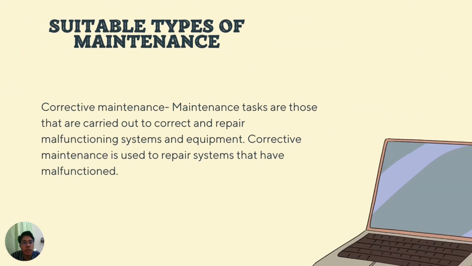And our suitable type of maintenance is corrective maintenance. Corrective maintenance tasks are those that are carried out to correct and repair malfunction system and equipment. Benefit of using this maintenance is extend the fingerprint reader lifetime and corrective maintenance is less expensive.